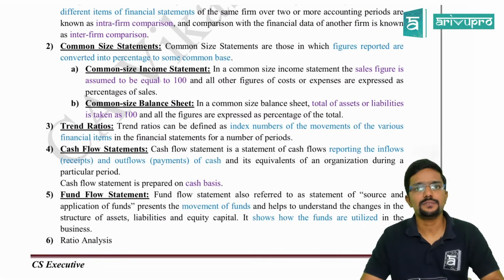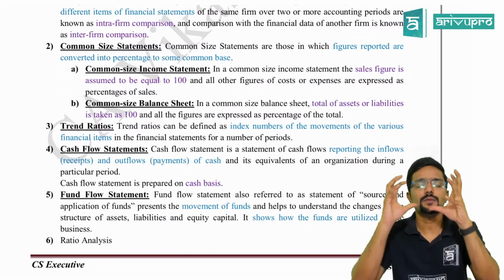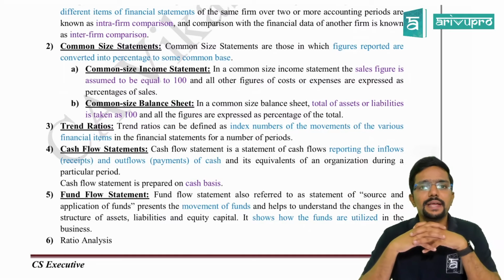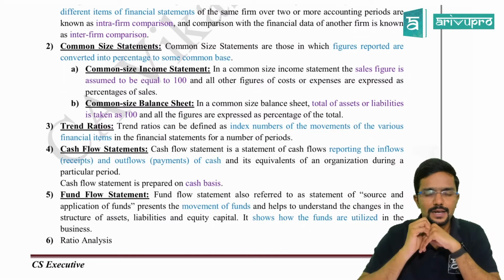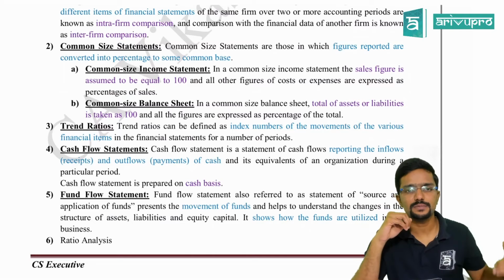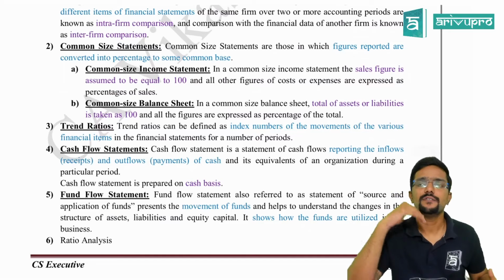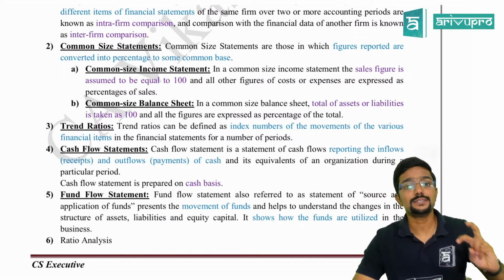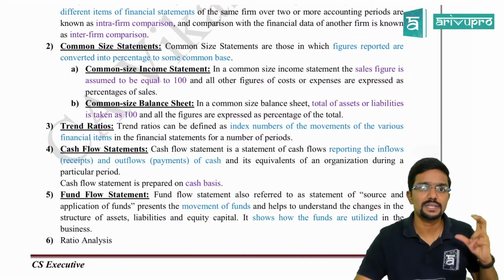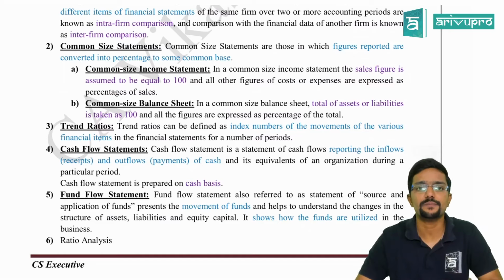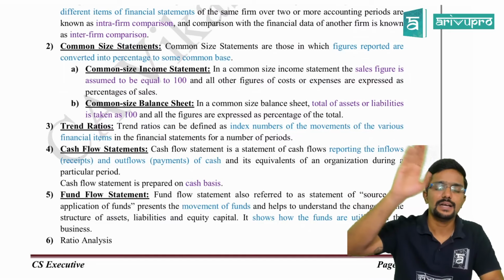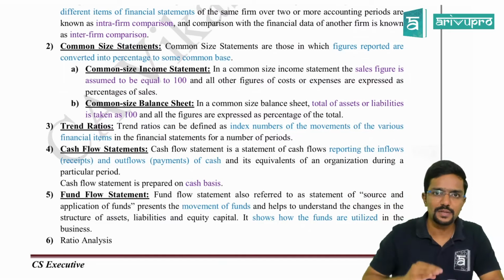Common size statements we do for both the profit and loss statement and the balance sheet. In the profit and loss statement, we normally take sales as 100 and compare all other items in the profit and loss statement with sales and see how much the respective item is when compared to sales. So if I take sales as 100, I will compare each and every item in the profit and loss statement with sales and see the percentage of each item when compared to sales. Okay.